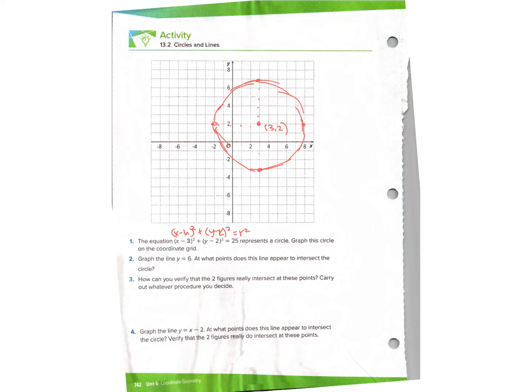So B says graph the line y equals 6. As we just discussed on the other page, the graph of the line y equals 6 is a horizontal graph up here at y equals 6. So this is 6 on the y-axis. So it's a horizontal line traveling along y equals 6. And it says, at what points does this appear to intersect my circle?